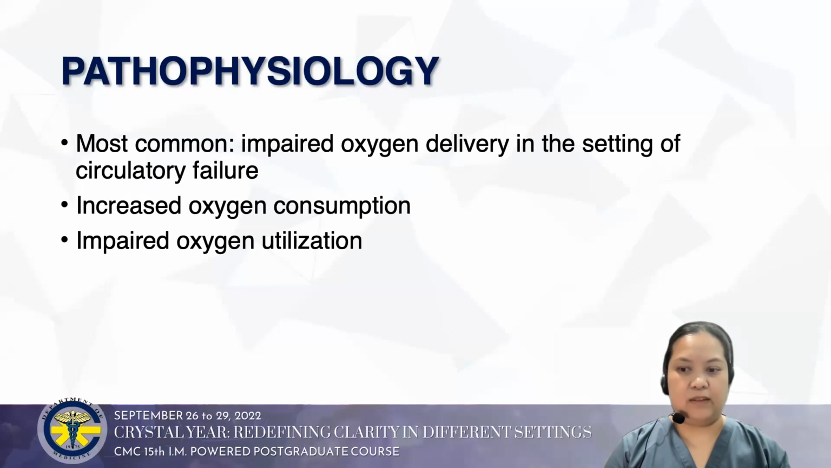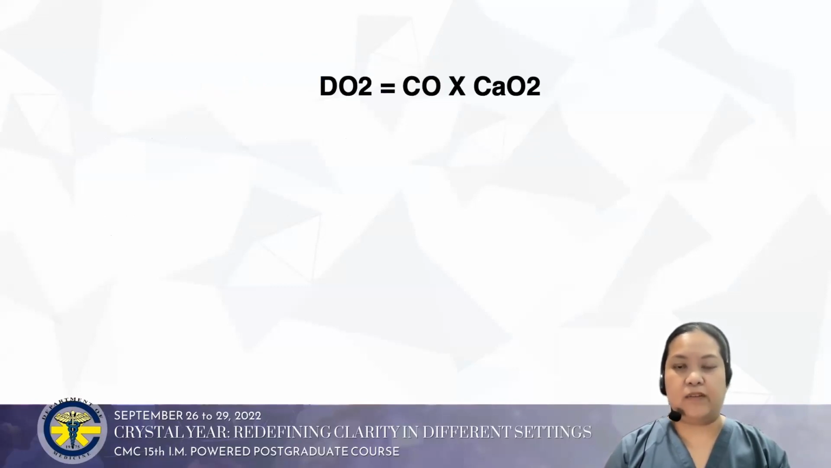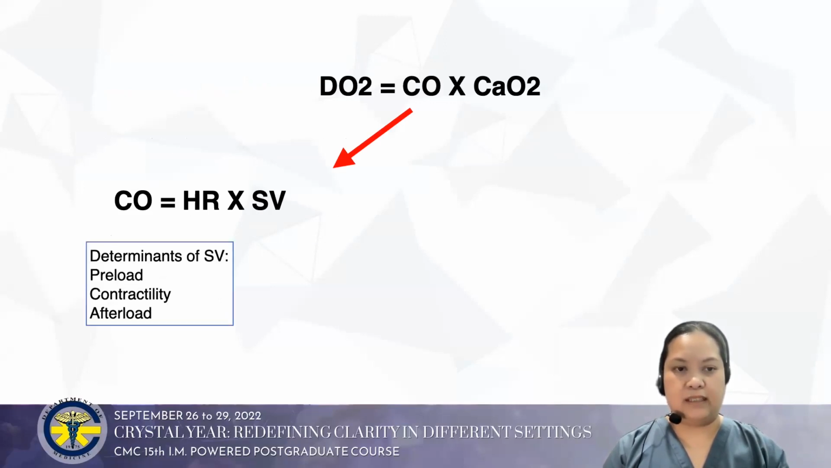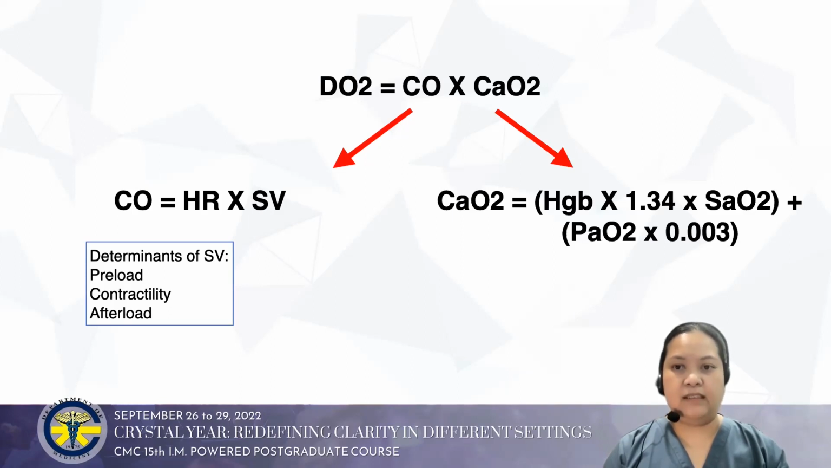Now, going deeper into oxygen delivery, we have to find out the parameters that determine oxygen delivery. Oxygen delivery is the product of cardiac output and the arterial content of oxygen. Cardiac output, as we know, is the product of heart rate and stroke volume. Stroke volume has three major determinants: preload, contractility, and afterload. Arterial oxygen content is determined by the equation hemoglobin times 1.34 times oxygen saturation plus the product of partial pressure of oxygen times 0.003. As you can see in this equation, heart rate, preload, contractility, afterload, hemoglobin, and oxygen saturation are important parameters to determine delivery of oxygen.